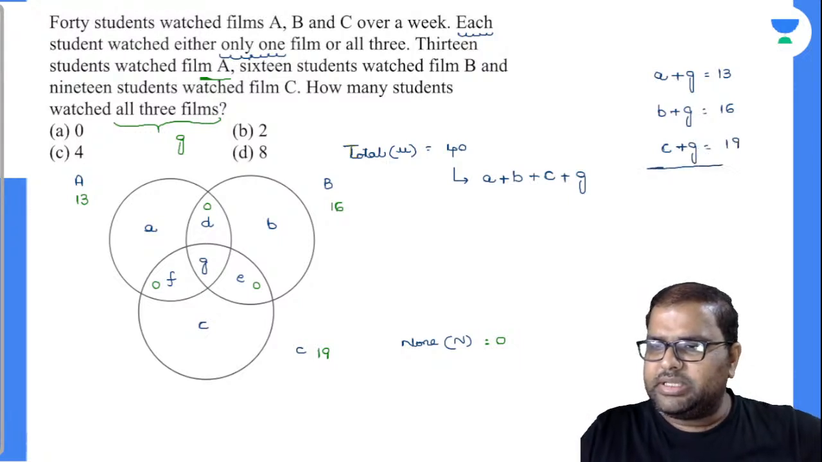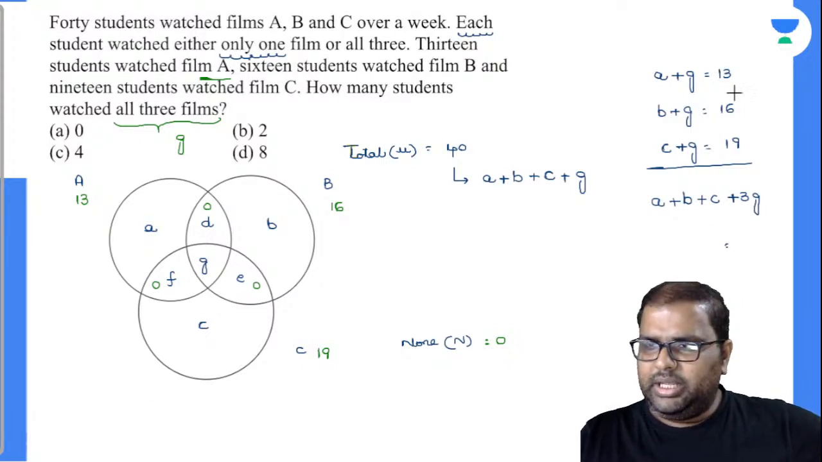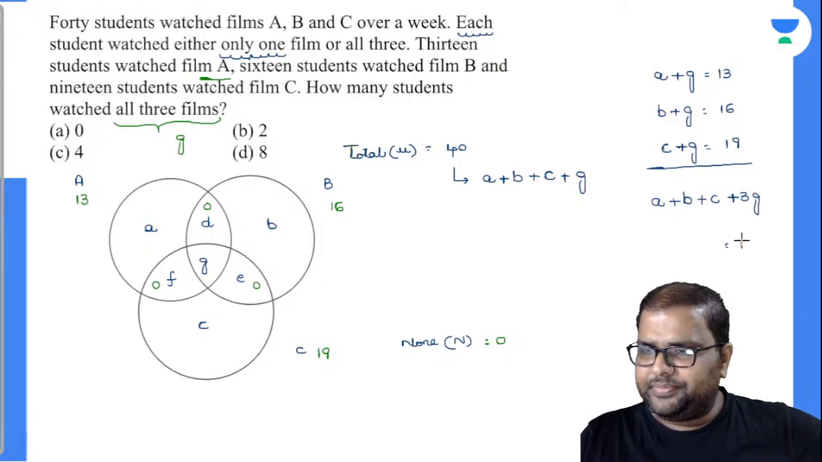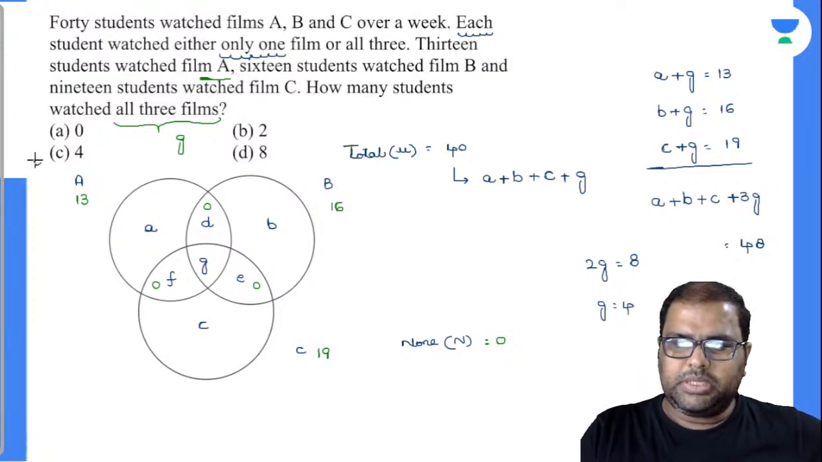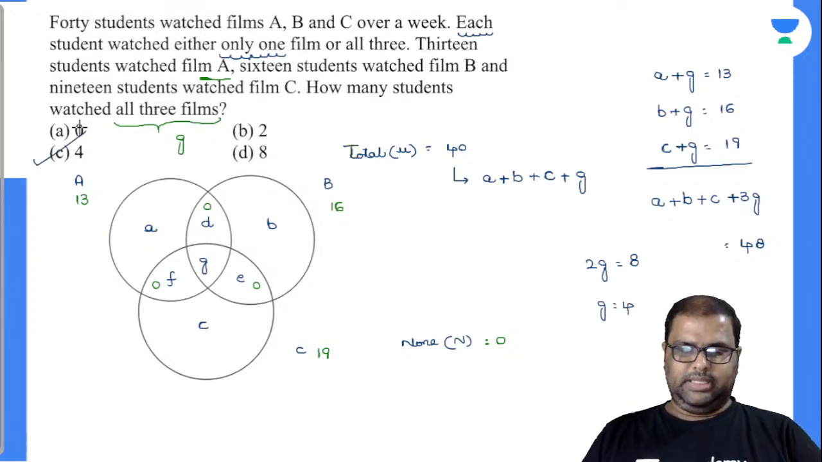I'll add all those things, so I'll get an equation there. A plus B plus C plus 3G. The similar thing we have done in the strawberry cases. Am I right or wrong? So 30, 39, 48. So 48 is the value there, and you remove this value called 40. So what will be left over? 2G is equal to 8. Am I right or wrong? And my G value will be equal to 4. This is what the question asked. So your option number C exactly satisfies there.